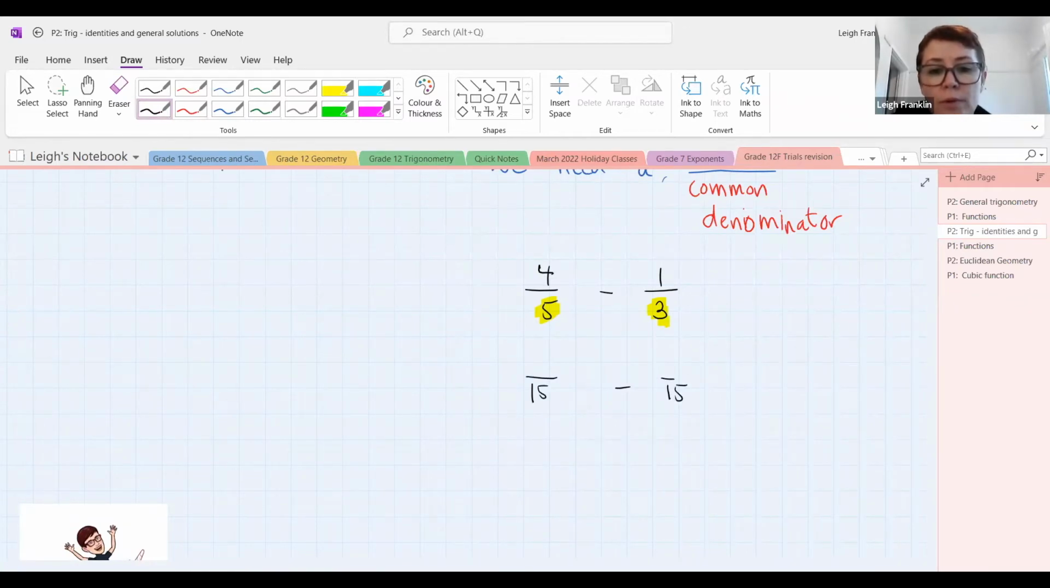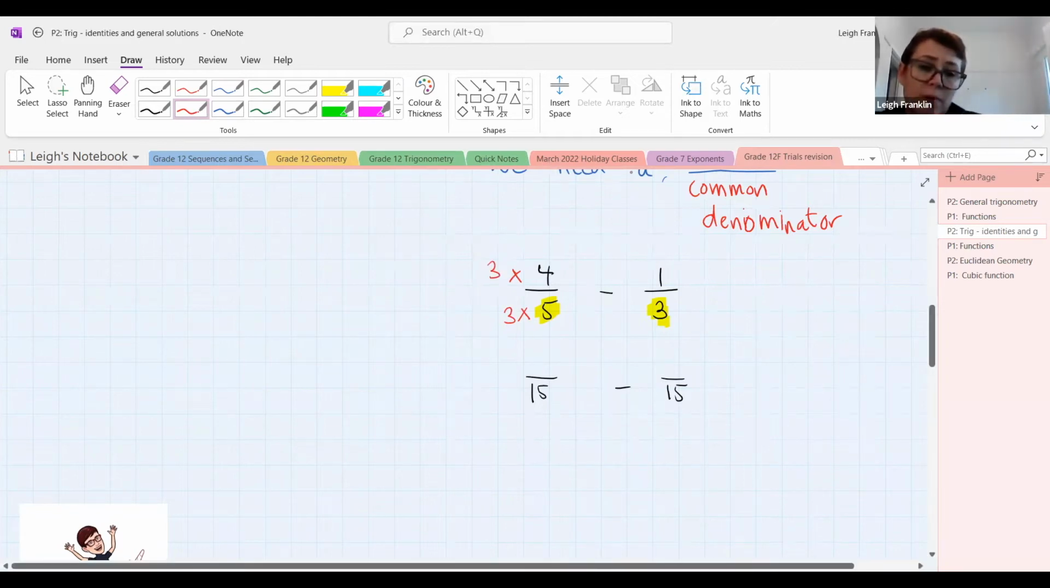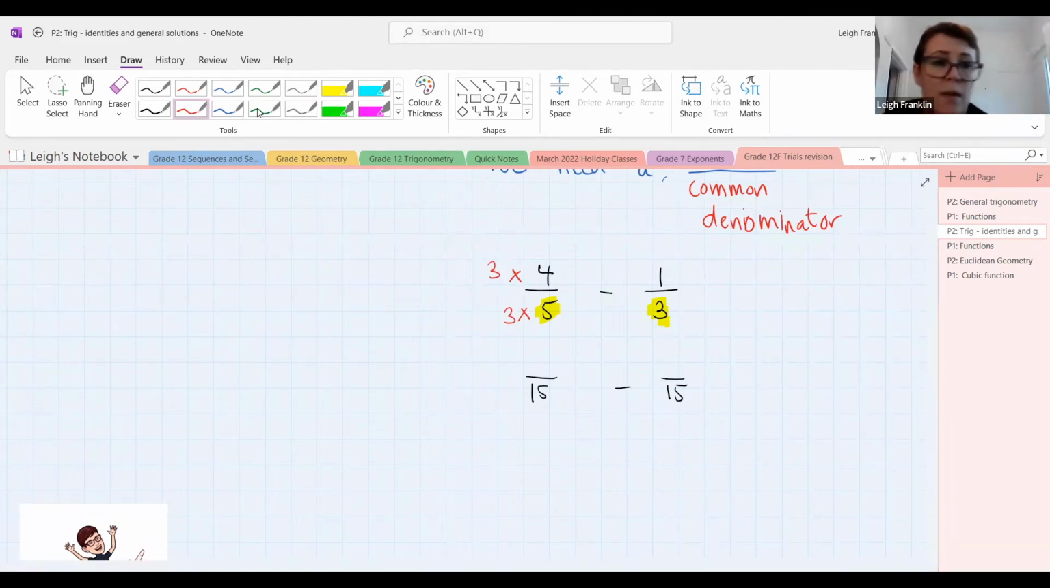And then what we would do is we would make these fractions, equivalent fractions, out of 15. So we would multiply 5 by 3 to get 15. And whatever we did to the denominator, we would have to do the same thing to the numerator, wouldn't we? We'd have to multiply the top by 3 as well. And on this side over here, we'd have to multiply that by 5 to get 15. So we would do the same thing over there.